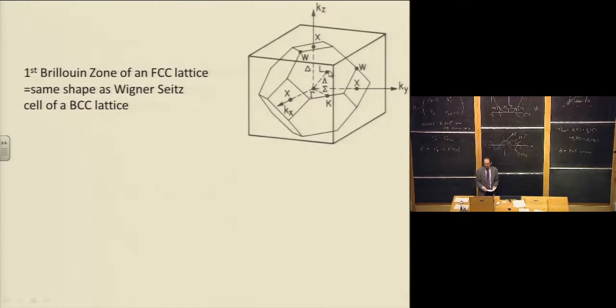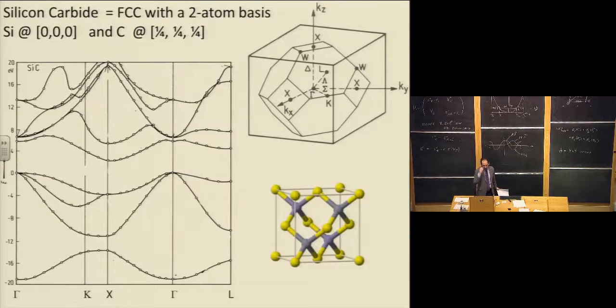And the material we're going to think about is silicon carbide. Silicon carbide is another important industrial material. It has this structure here. It's FCC with a basis. So the yellows are silicons and the blues are carbon. The silicon can be taken at 0, 0, 0, and the carbon at 1 quarter, 1 quarter, 1 quarter.